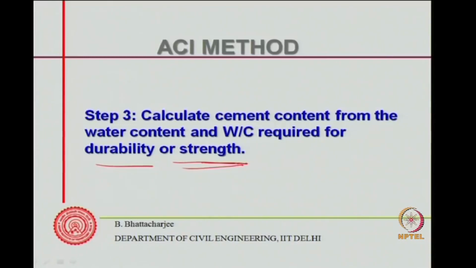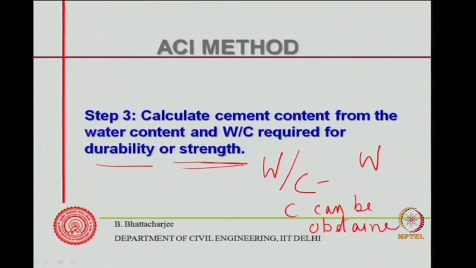So, whichever is lower, you choose that water cement ratio, and based on that you find out the cement content, because you know W by C, you know W, you can find out C. C can be obtained. So, you see, this has got some sort of similarity up to this stage with the methods that we have looked into earlier as well.